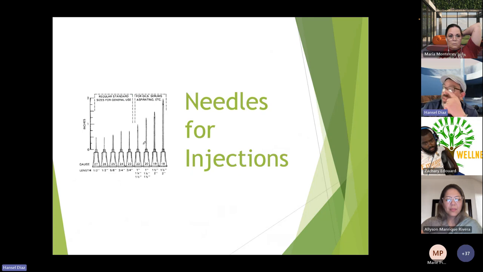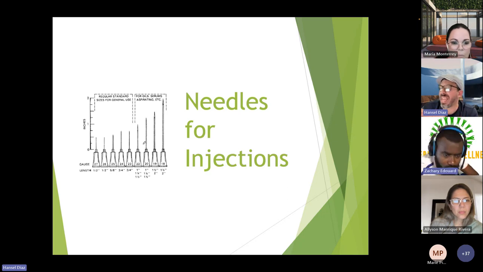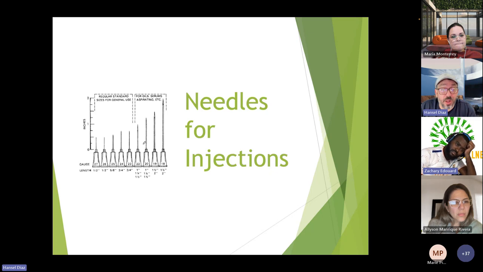For regular standard size or general use, you will use from a 27 to a 23-22. For oil, serums or aspirations, you're going to use bigger needles, 20, 19, 18. For biopsies, you're going to go even higher, 12, 10, 9. Big needles for biopsies, for aspirations, for oil, for serums. Regular standards for general use.